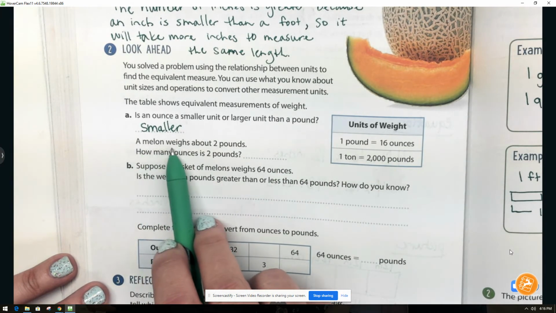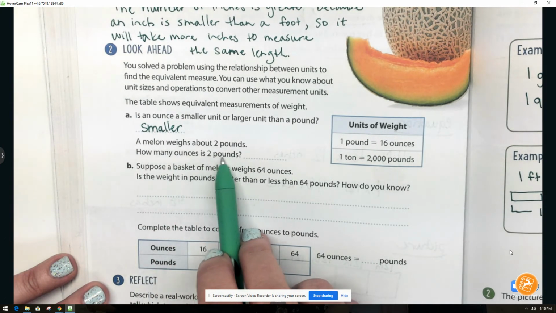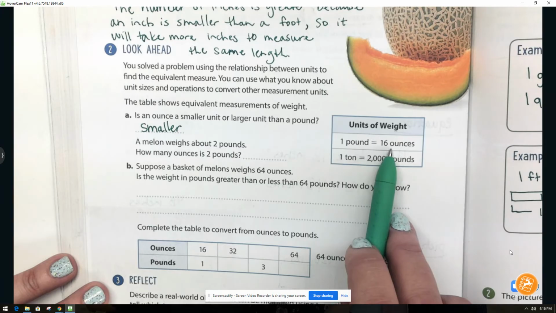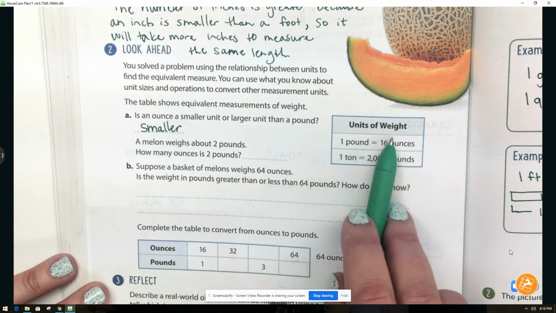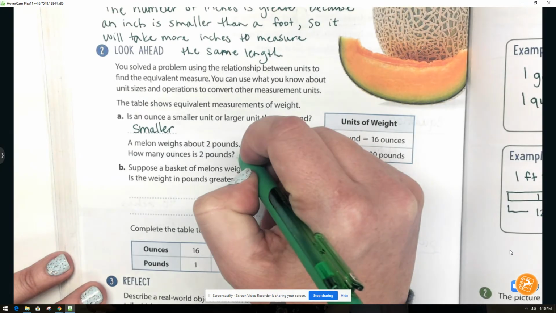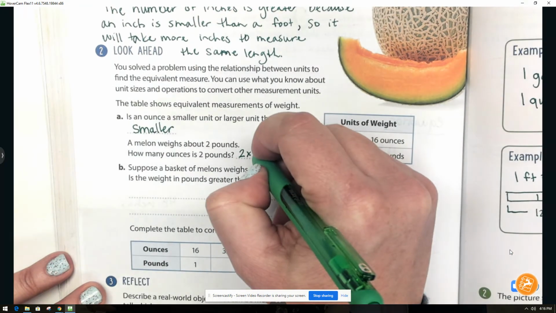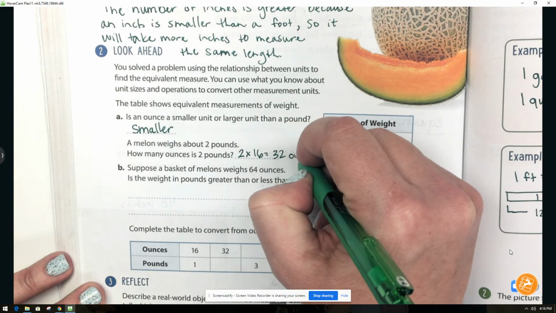So a melon weighs about 2 pounds. How many ounces is 2 pounds? Well, if 1 pound is 16 ounces, we know that 2 pounds is going to be twice as much as 16 ounces. So 2 pounds is going to be 2 pounds times 16 ounces in 1 pound, which equals 32 ounces.